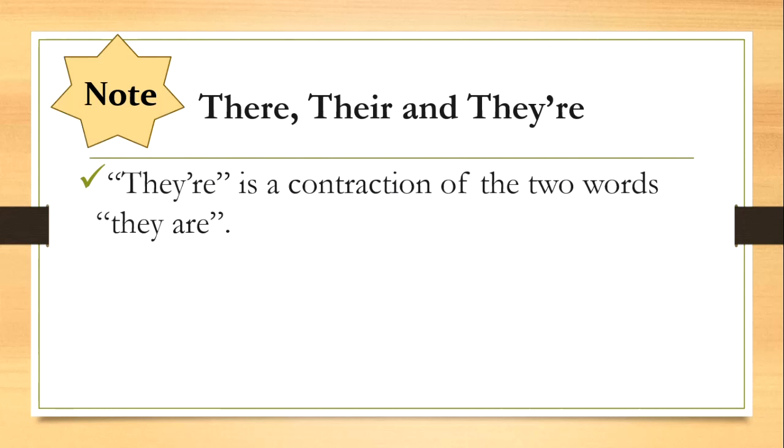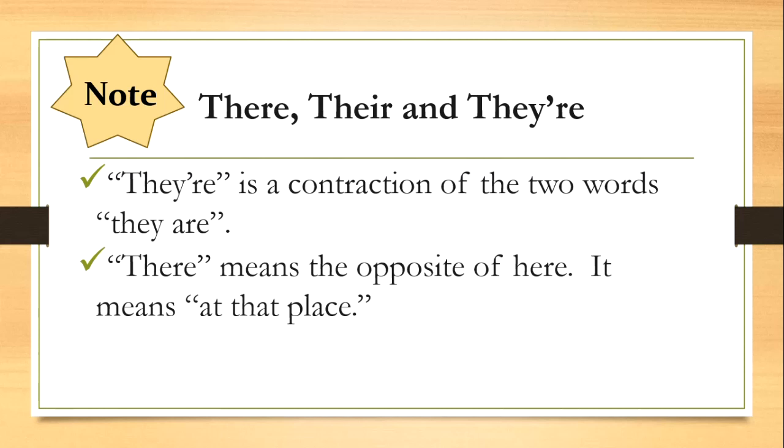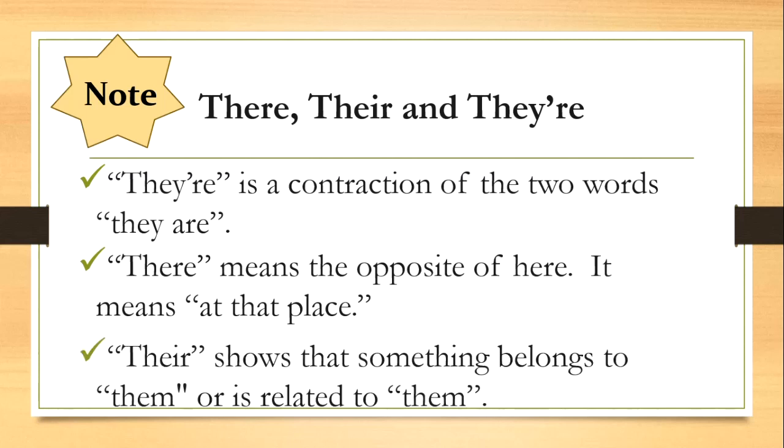Now let's see how to use them individually. They're is a contraction of the two words they are. There means the opposite of here. It means at that place. Their shows that something belongs to them or is related to them.